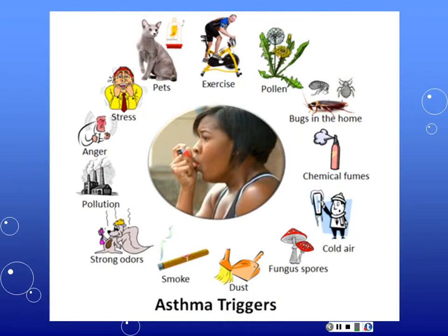Types of triggers. Pets. Anything pet dander.